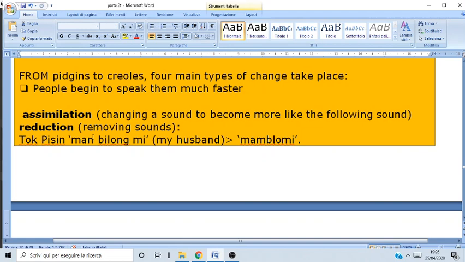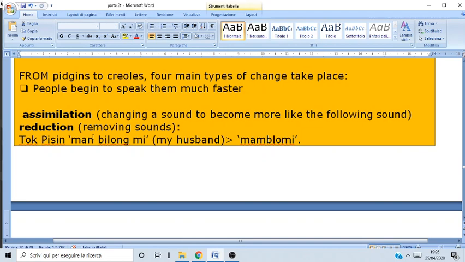This is defined as a process of assimilation because the sound, the M that is replacing the N, is more similar to the following sound. In this case, it's a B. So the N gets a characteristic of the B that follows it, and so people of a second generation of Tok Pisin would say mambilomi.